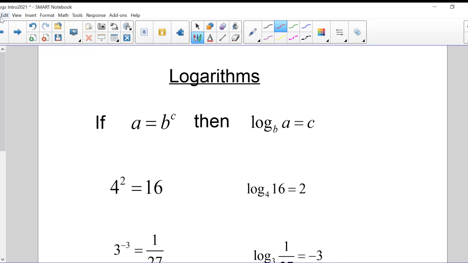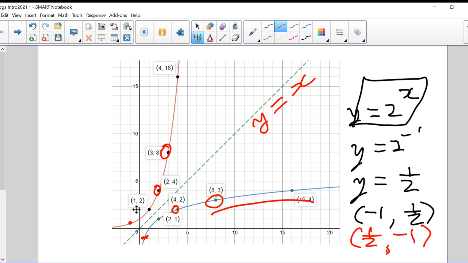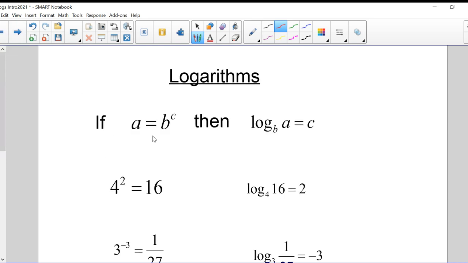Let me go back to the screen before this. If this is the exponential function, this other graph that you saw, the blue line, represents a logarithmic function. And what exactly is a log? Let me put it to you this way.